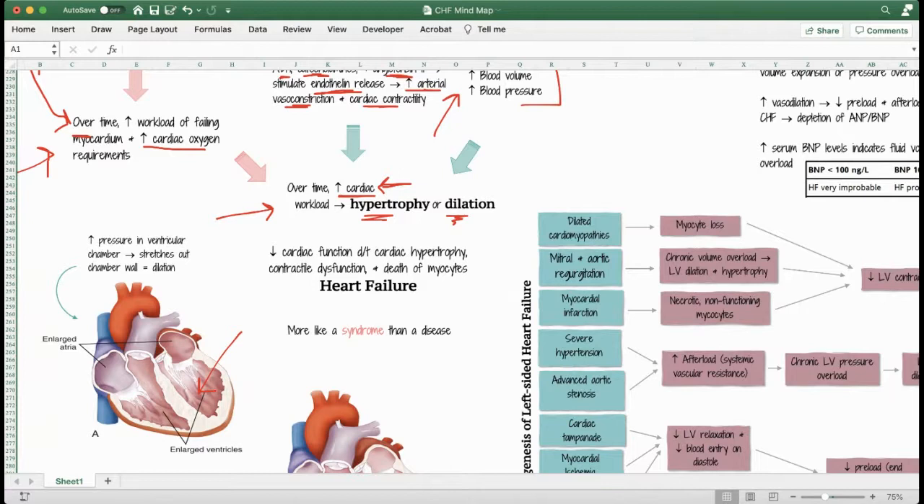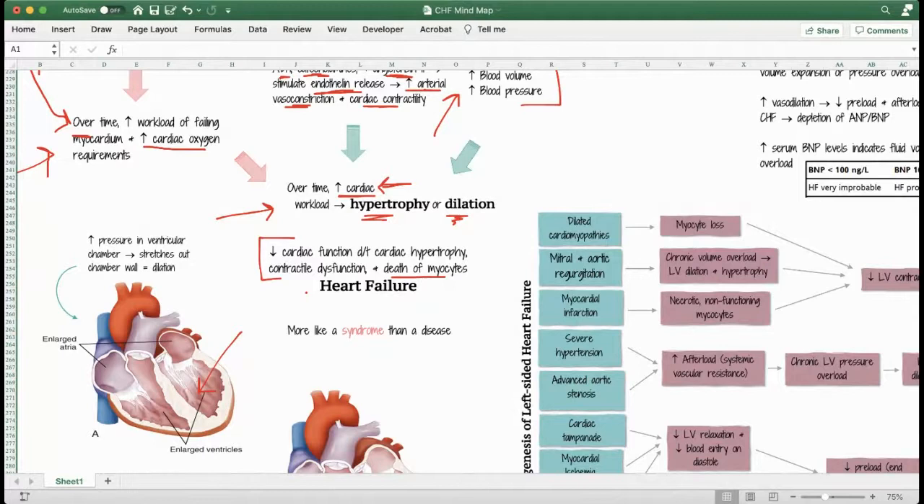So yes, decreased cardiac function due to cardiac hypertrophy after that, and contractile dysfunction, death of myocytes, because the heart itself isn't getting enough blood now because the cardiac output is low, plus the heart muscle is requiring all this extra oxygen to do that increased workload. And all of that just comes together and you end up with heart failure.